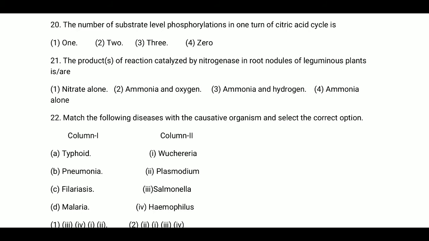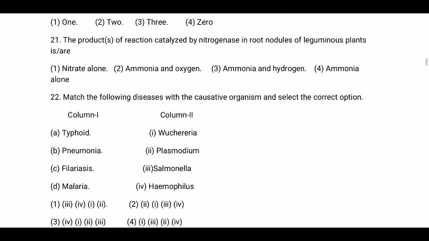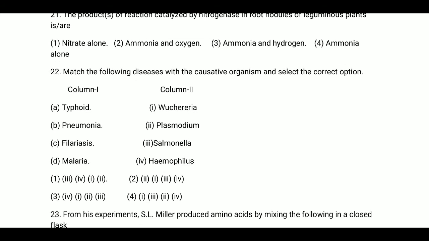Correct. Let's move ahead. Match the following disease with the causative agent or organism with the correct option. Typhoid, pneumonia, filariasis, malaria; Wuchereria, Plasmodium, Salmonella, Haemophilus. Everybody knows the answer, right? Typhoid is caused by Salmonella typhimurium. Pneumonia is caused by Haemophilus influenzae. Then filariasis is caused by Wuchereria bancrofti, malaria by Plasmodium species. First option is the right answer.